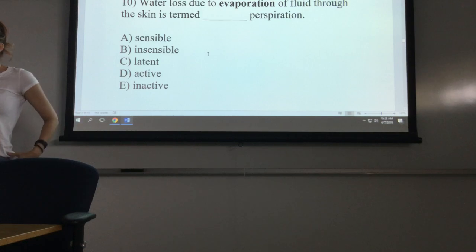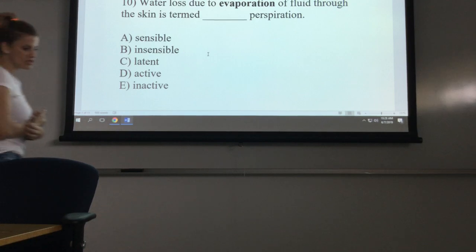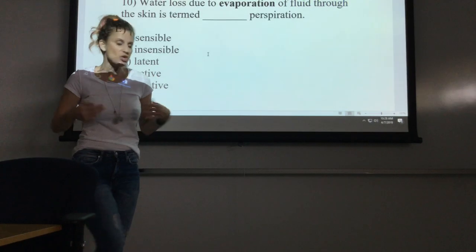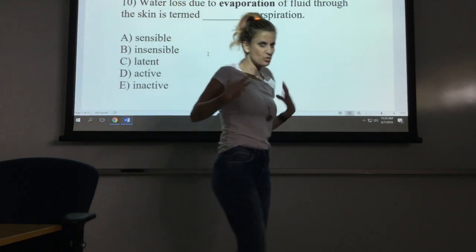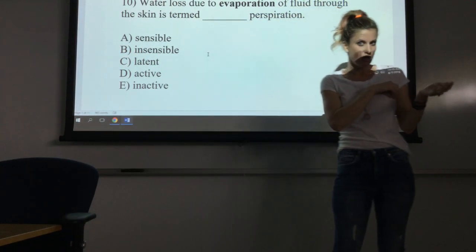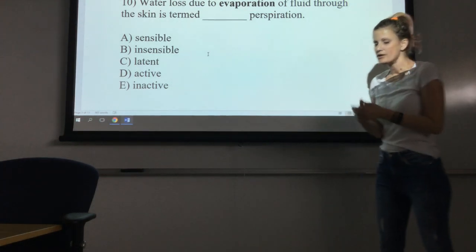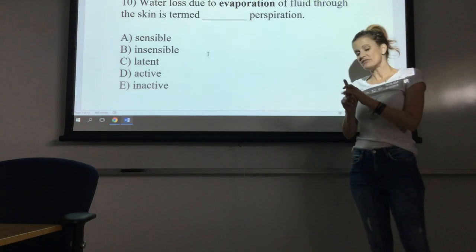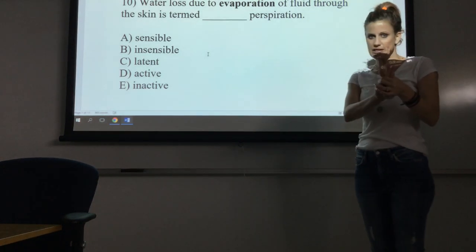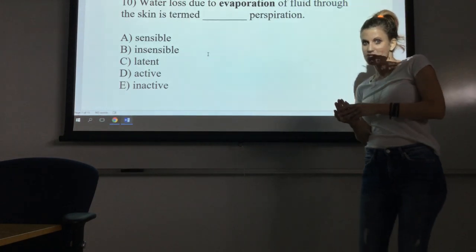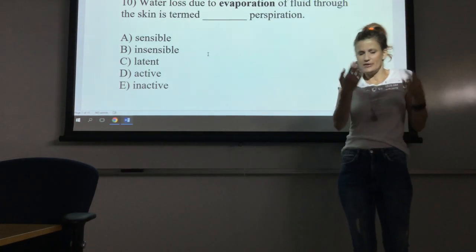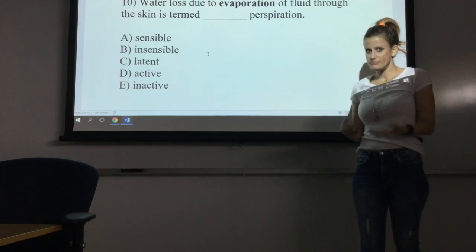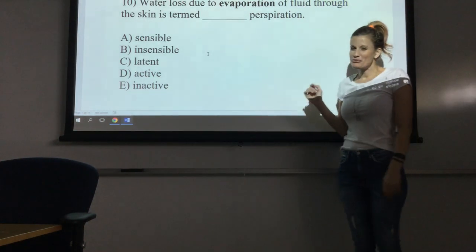Water loss due to evaporation through the skin is blank perspiration. So perspiration is just losing water through the skin. Like when you perspire, you sweat, or you use an antiperspirant to decrease the amount you sweat. We actually have 2 types. We have sensible perspiration and insensible. Sensible perspiration is the normal sweat. You sense it. You sweat, it cools the body off. That's the point.